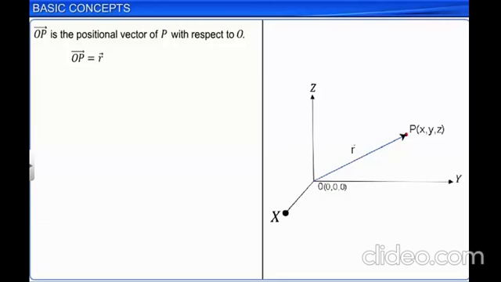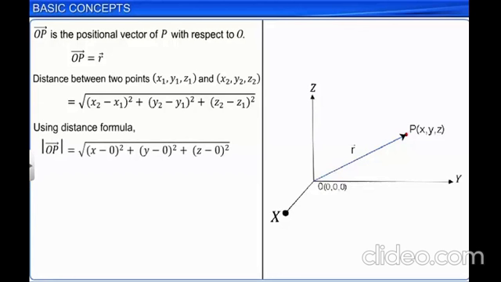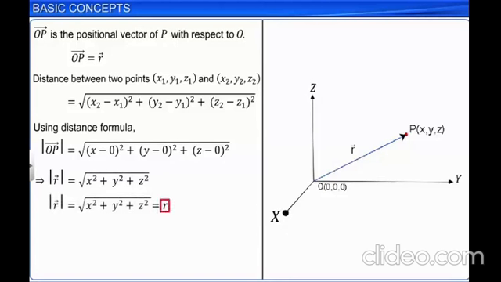As shown, you know the distance formula to find the distance between two given points in a three-dimensional space. Using the distance formula, we get the magnitude of the position vector of point P with respect to the origin. It is equal to under root of x square plus y square plus z square. The small letter r, written without the arrow, represents the magnitude of vector r.